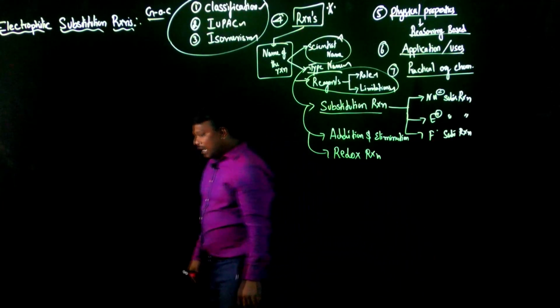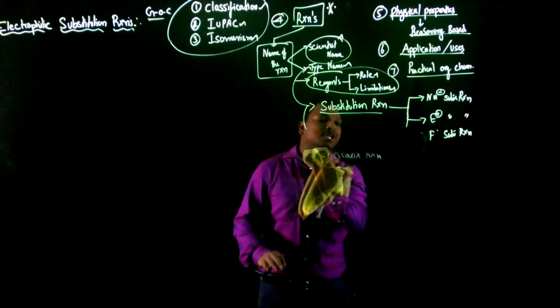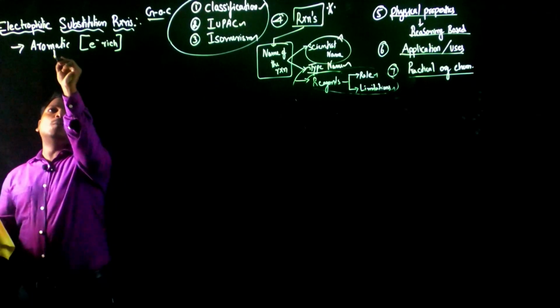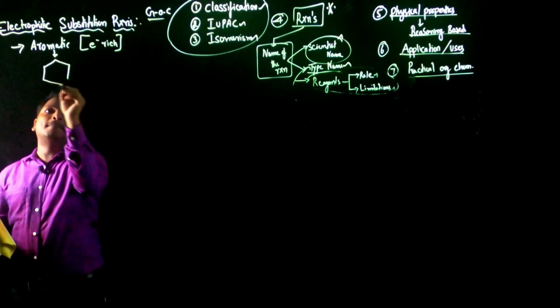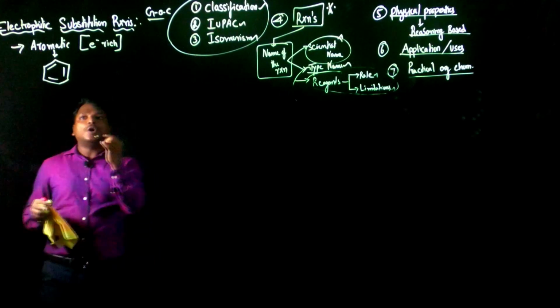Now in this session I am going to explain specifically electrophilic substitution reactions. Generally aromatic compounds undergo electrophilic substitution reactions, since aromatic compounds are electron rich compounds. The most famous example we are going to take is benzene. So benzene can undergo electrophilic substitution reactions. I am going to explain all the types.